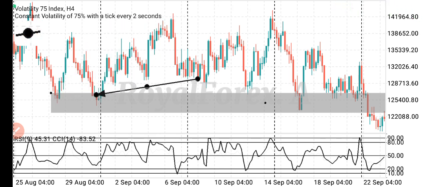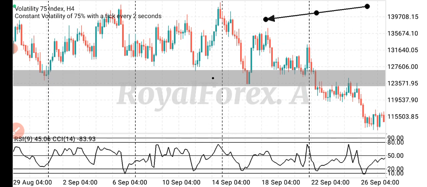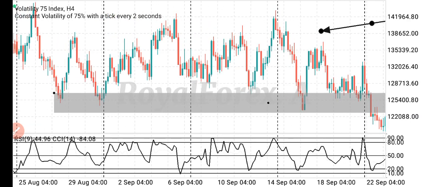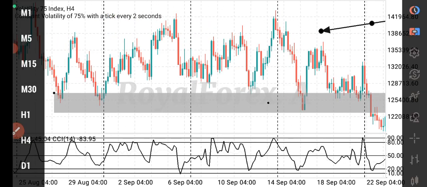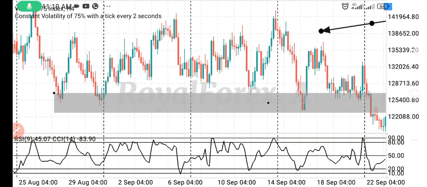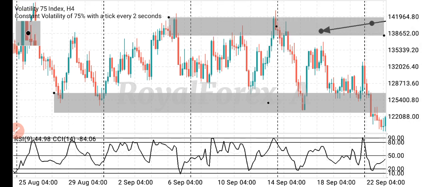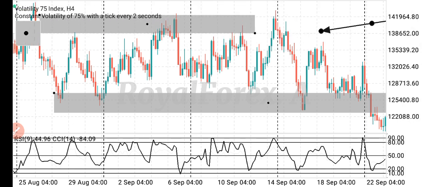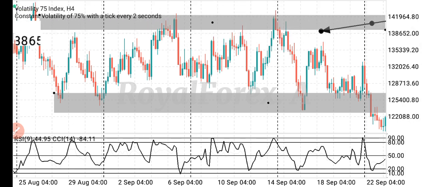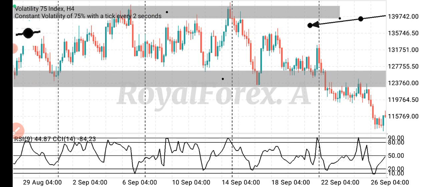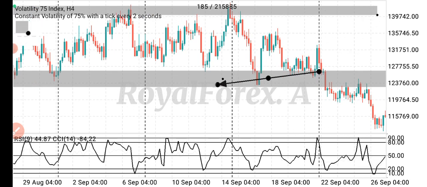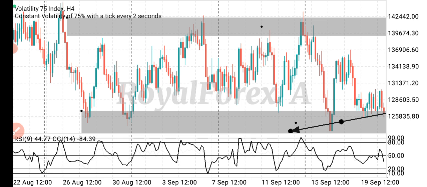It came back again, retested this zone for the second time and it went up. Look at here, it tapped into this zone and it went up. Here again and it went up. So most often we have static support and resistance in a ranging market. So what we have in a ranging market is static support and resistance, while in a trending market, we will have the dynamic support and resistance.